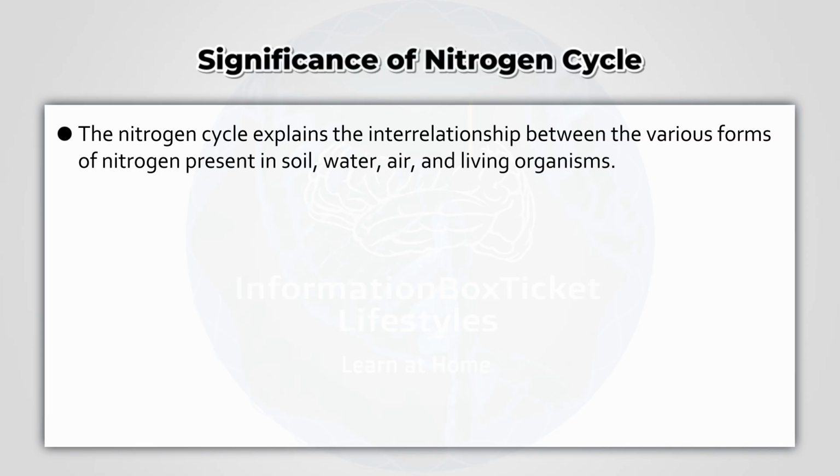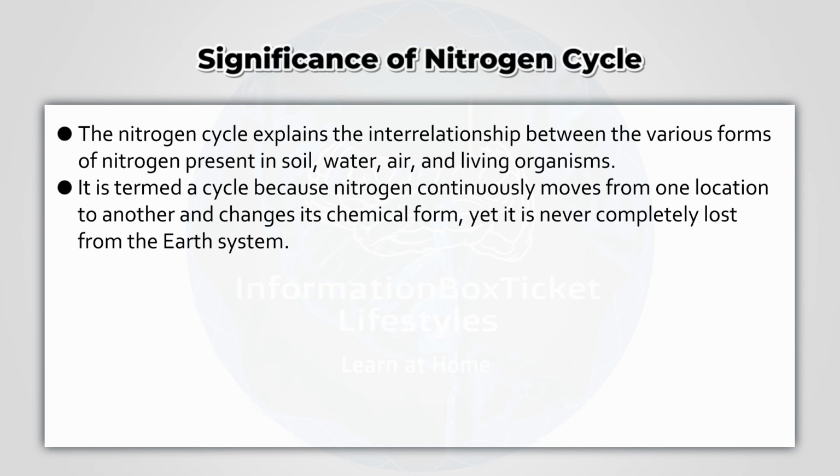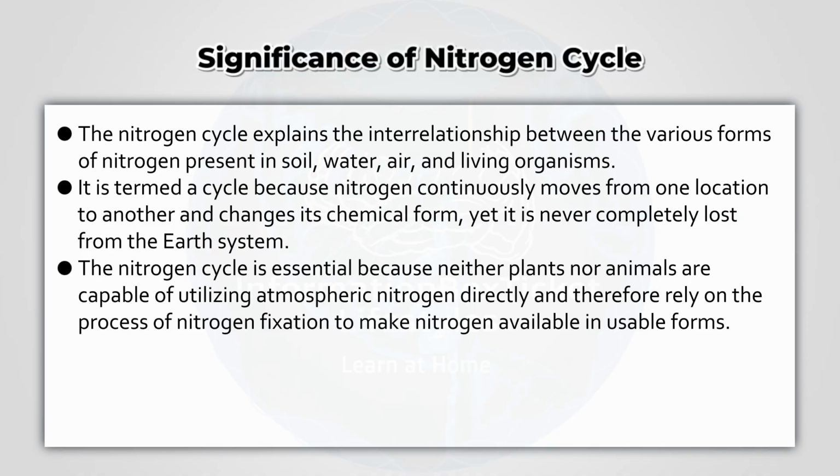The nitrogen cycle explains the interrelationship between the various forms of nitrogen present in soil, water, air, and living organisms. It is termed a cycle because nitrogen continuously moves from one location to another and changes its chemical form, yet it is never completely lost from the Earth system. The nitrogen cycle is essential because neither plants nor animals are capable of utilizing atmospheric nitrogen directly, and therefore rely on the process of nitrogen fixation to make nitrogen available in usable forms.